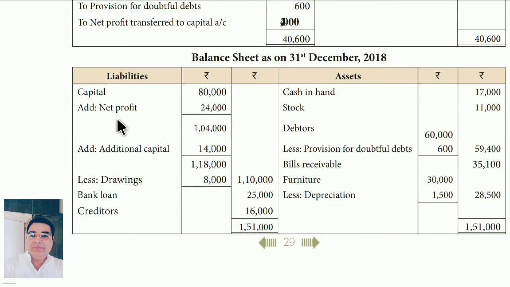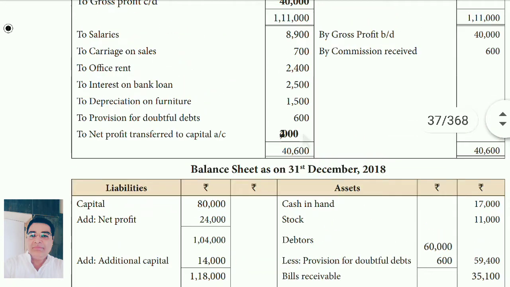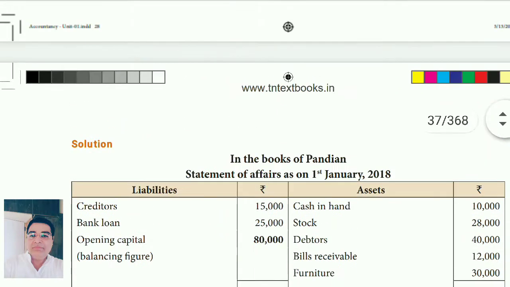Then likewise you have to write here, add net profit, leave one line, put the inner column margin line, then leave one more line, then write add additional capital, because in this sum additional capital is given. So write additional capital, put the margin, then leave one line, then write less drawings and put the margin. Now we'll move on to the question. Now see the question.